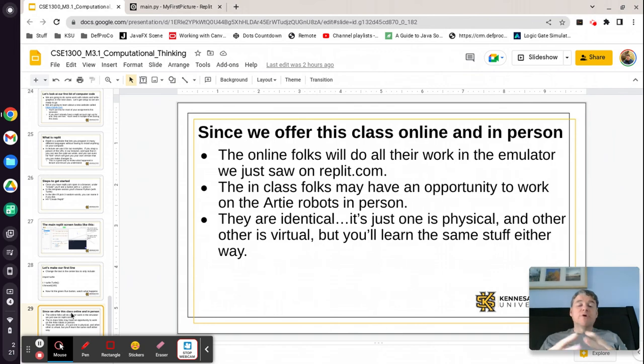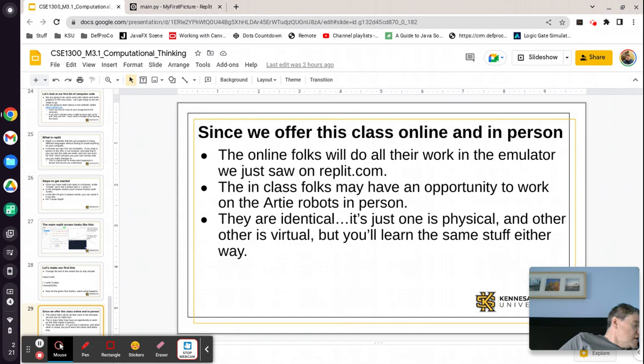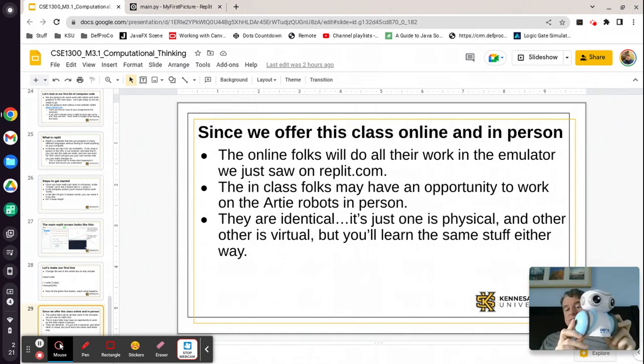All right, so at this point, if you are in an online class, you're going to work exclusively in that emulator that we just saw in Replit. If you're in an in-person class, the emulator is still probably the simplest answer, but you may also have the opportunity to work with the RD robot. The RD robot is a little guy that looks like this. Meet him. This is the RD robot. And what RD is able to do is follow those same instructions. So I could tell RD to move forward 100 spots, and he will draw a line. He actually has a hole for a pen, and the pen goes in through his head, which is a little weird, but there it is.